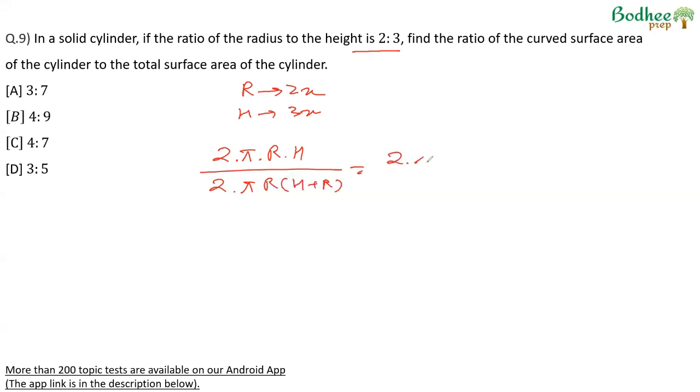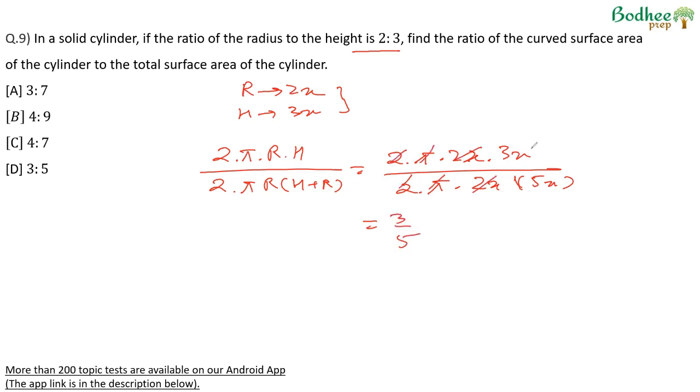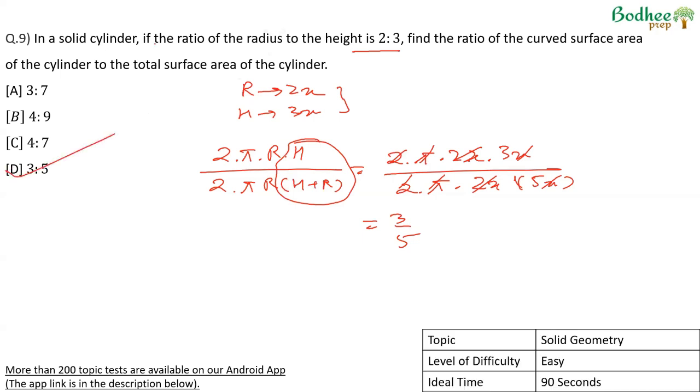This becomes 2 into pi into 2x into 3x upon 2 into pi into 2x into h plus r, which will be 5x. 2 pi cancel, x cancel, 2 and 2 cancel, we get the value as 3 by 5. So basically, the ratio is nothing but h upon h plus r, which is 3 upon 3 plus 2, 5, option D. Barely a minute and a half to solve. Easy question, just put in the formula, get the answer.